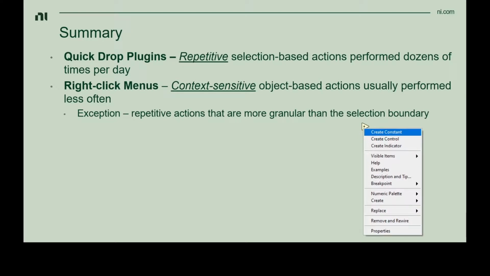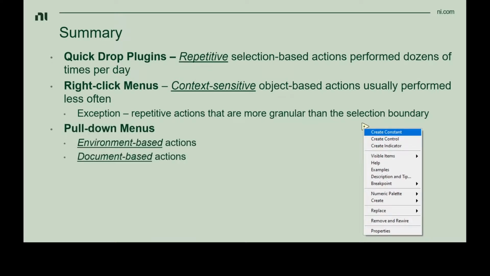RightClick plugins do go down to that granular terminal level. So if there's a repetitive action you want to do, but it's lower than the selection boundary, if it's on a terminal boundary, for example, then making a RightClick plugin for that repetitive action makes more sense. I hope that was clear.